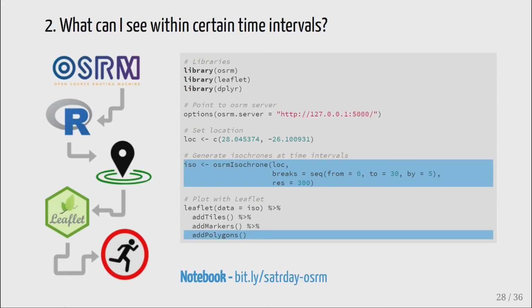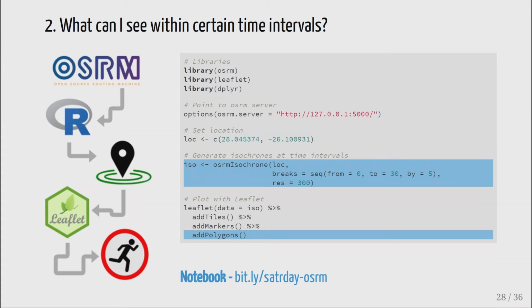Secondly, what can I see within certain time intervals? To do this, I'm going to be using a concept called an isochrone. An isochrone is a line that's connecting points on a map that have the same travel time from a central location. Again, I load up my libraries and point to our OSRM server. Now I only need to supply one data point, which is one coordinate, the B&B location, and that's going to be the center of our isochrones.